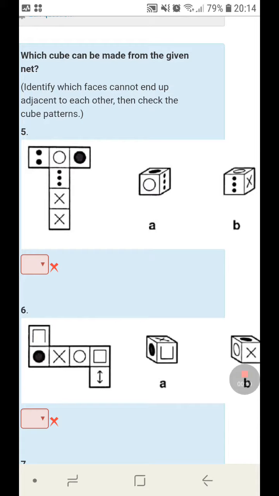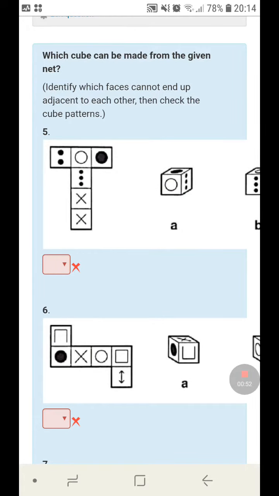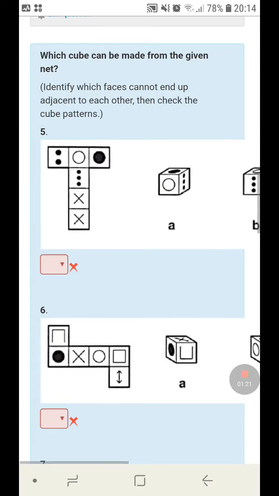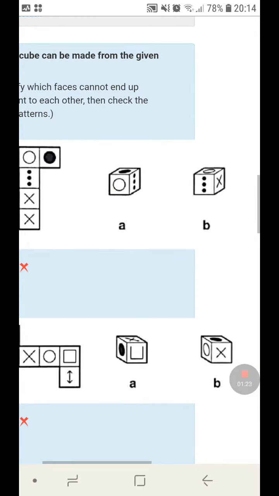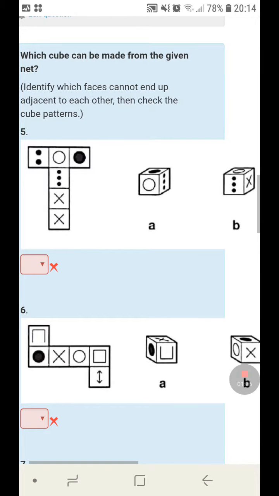Now, the key for this one is that you look for which faces you know for sure can't be next to each other, and if they are, then that's the wrong one. And also look for the directions of the patterns. For example, the 3 black dots in the middle are pointing at the X, pointing at the white circle. So A is straight away wrong, because the 3 dots are not pointing at the white circle, they're parallel to it. For the same reason, B is wrong. The 3 dots are not pointing at X, so A and B are wrong.